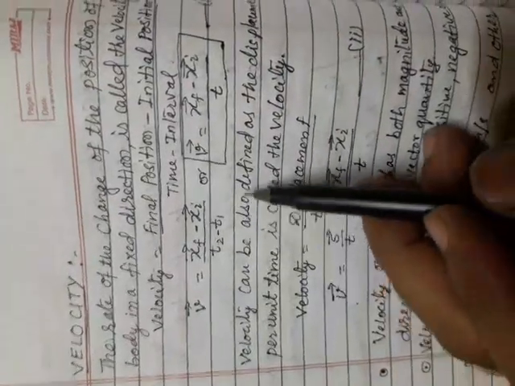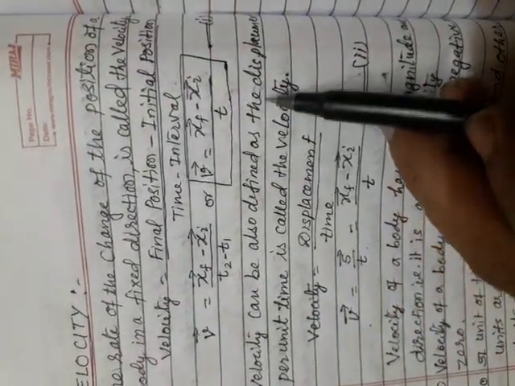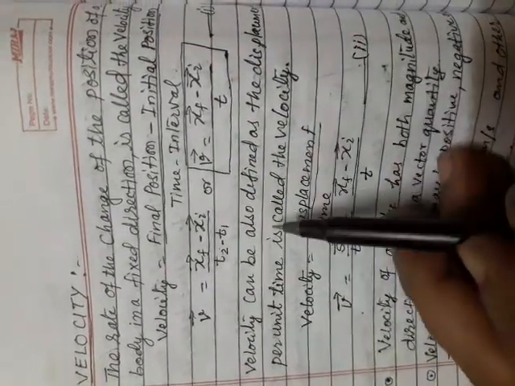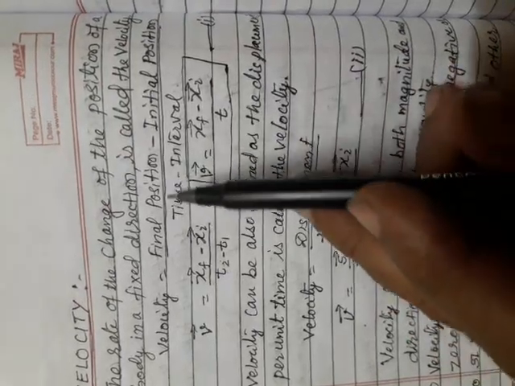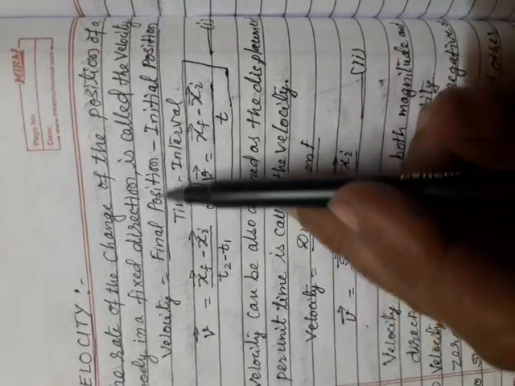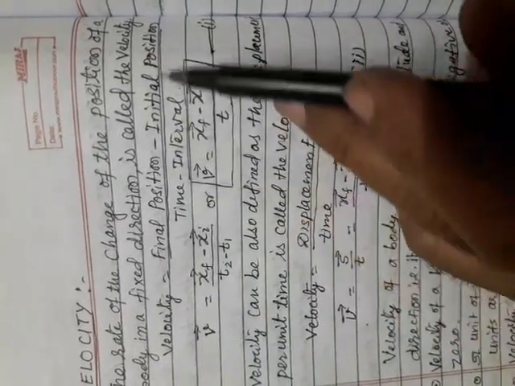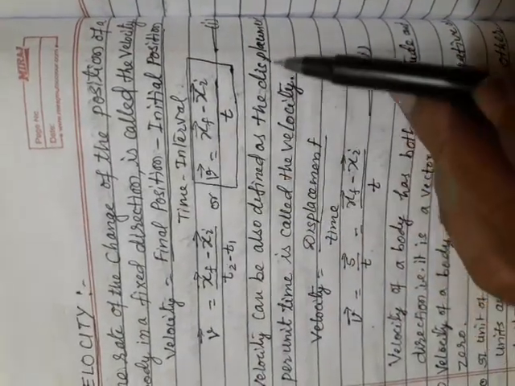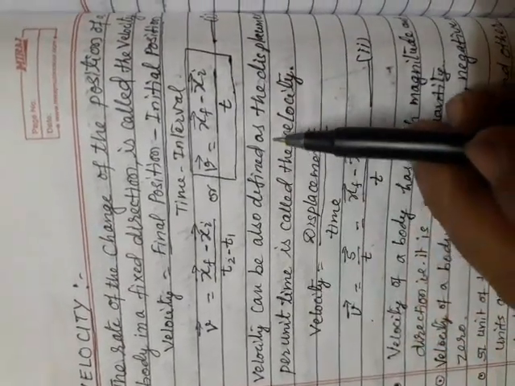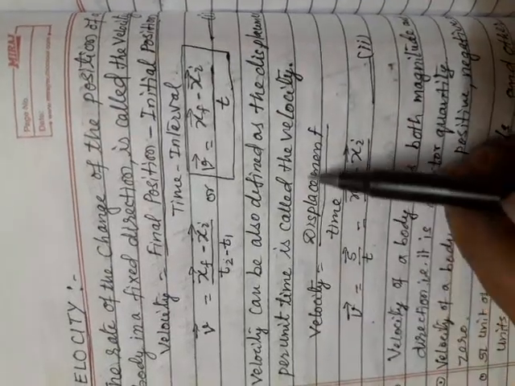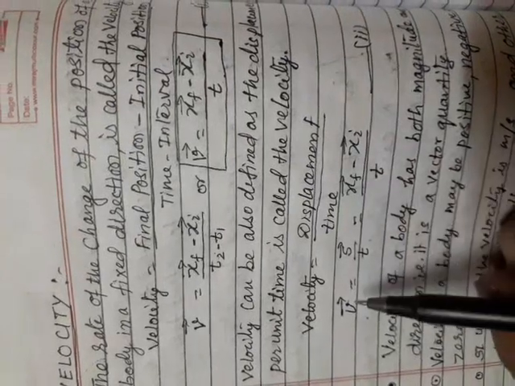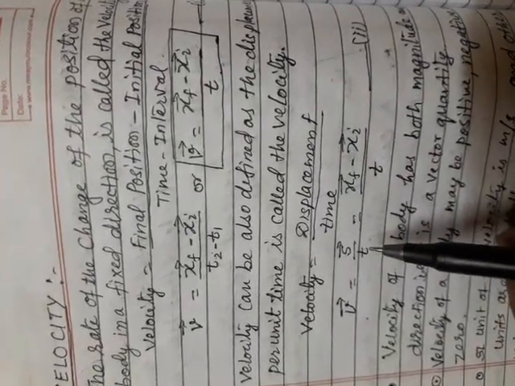Velocity can also be defined as the displacement per unit time. As we know, displacement is equal to change in position, that is final position minus initial position. So the final position minus initial position itself indicates the displacement, right? Therefore we can define velocity of a body as the displacement per unit time, that is velocity equals displacement by time, or v equals s by t.